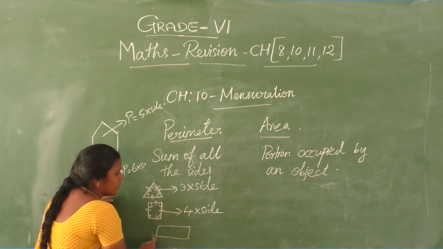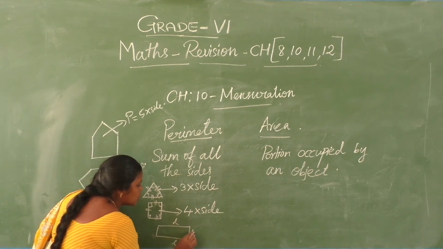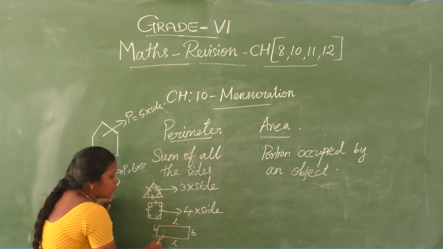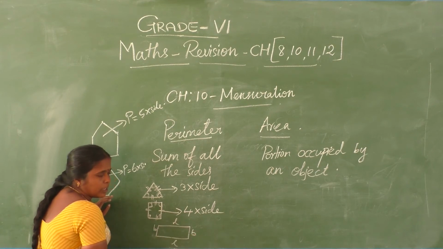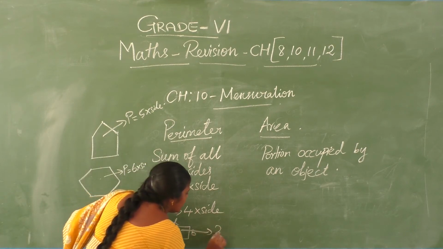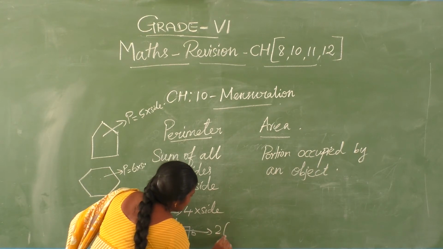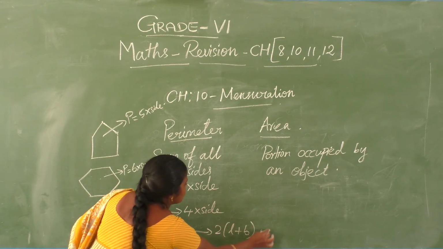Okay, come to the rectangle. A rectangle has 2 lengths and 2 breadths. Perimeter means the sum of all the sides. If you add all, what do you get? 2 lengths, 2 breadths will come. So from this, the derived formula for the perimeter of the rectangle is 2 into (L plus B) units.